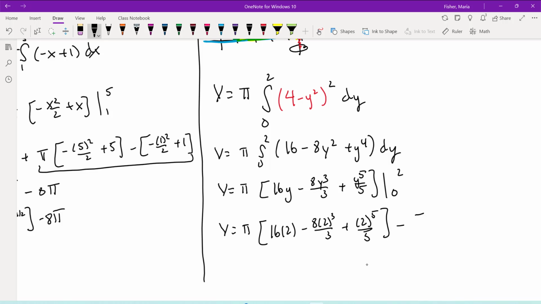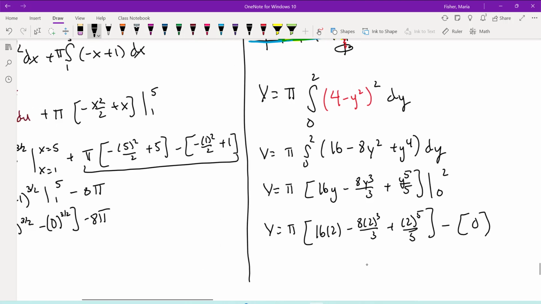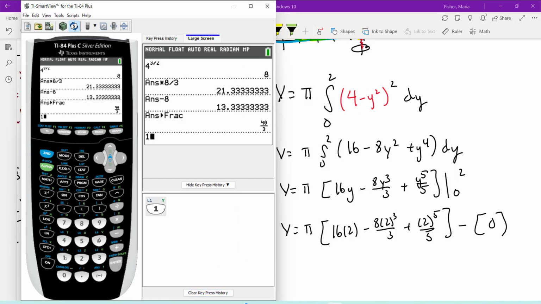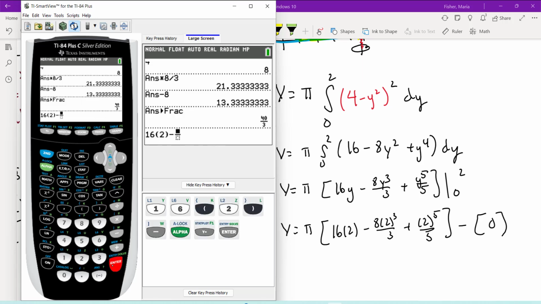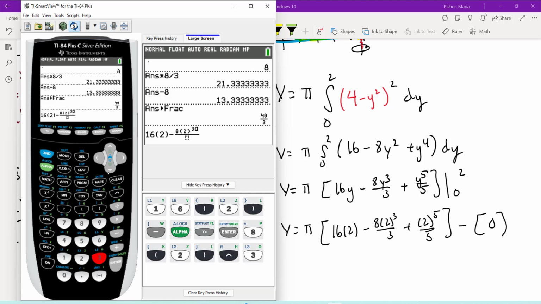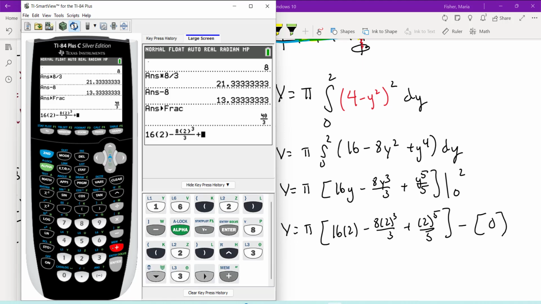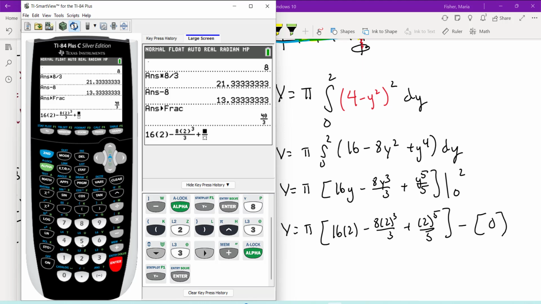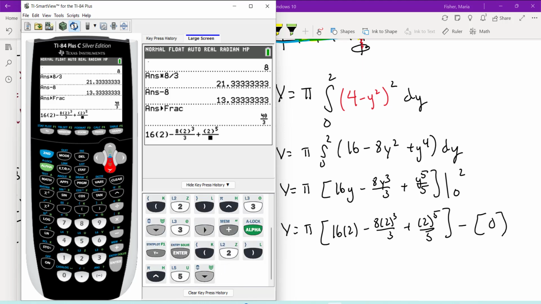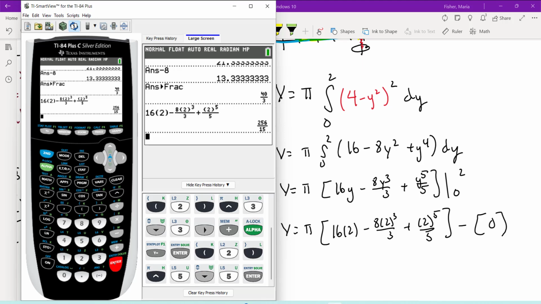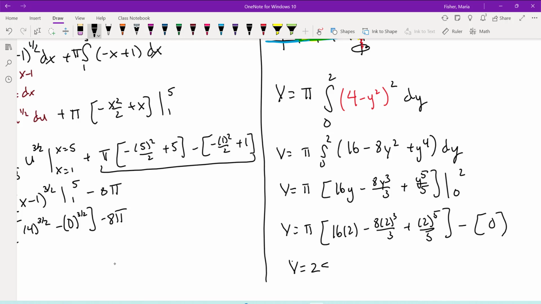And if I were to plug in a 0, then we just get a bunch of zeros. Putting that into a calculator, we have 16 times 2 minus alpha y equals for a numerator and denominator, 8 times 2 to the 3rd divided by 3 plus alpha y equals for a numerator and denominator, 2 to the 5th divided by 5. We hit enter and we end up with 256 over 15 pi. That's it for volume the disk method.